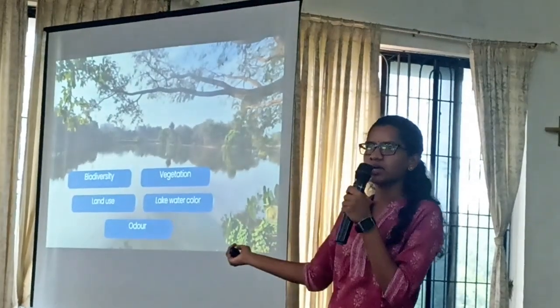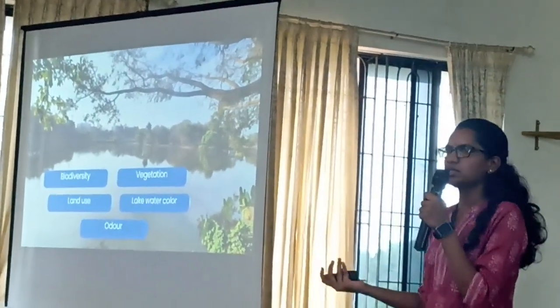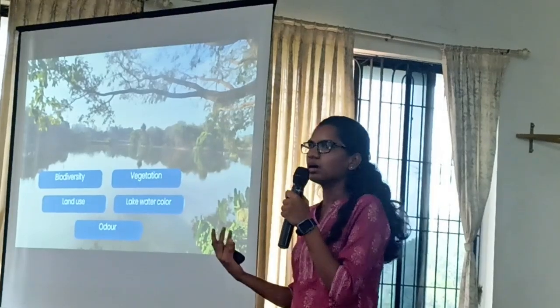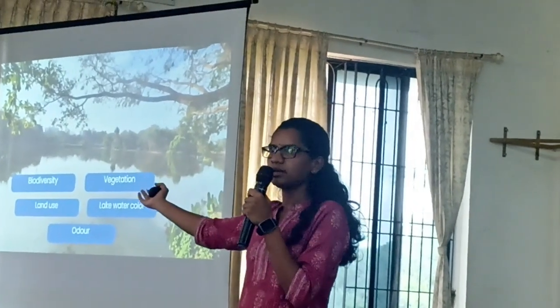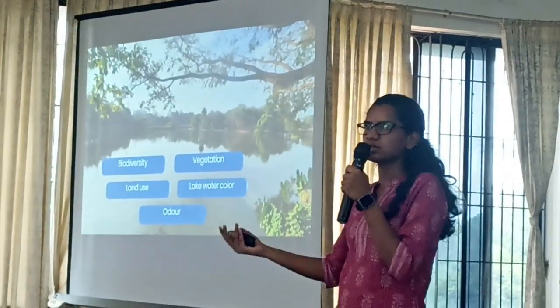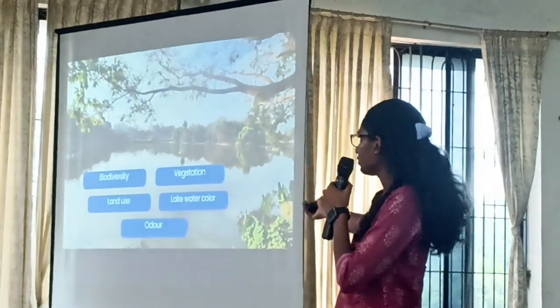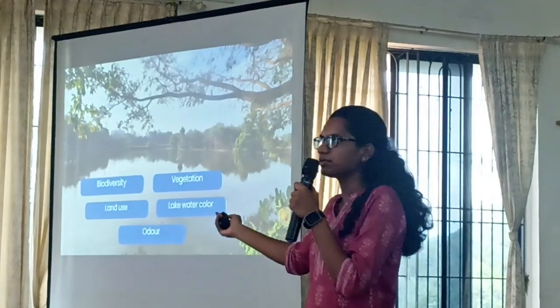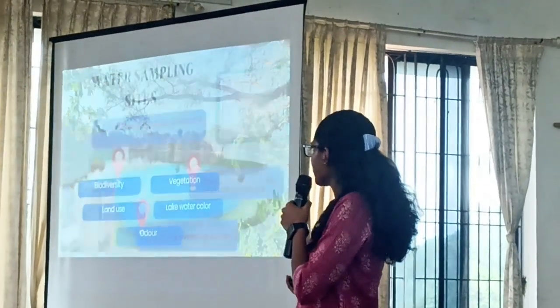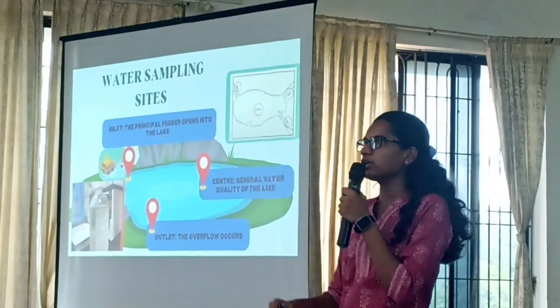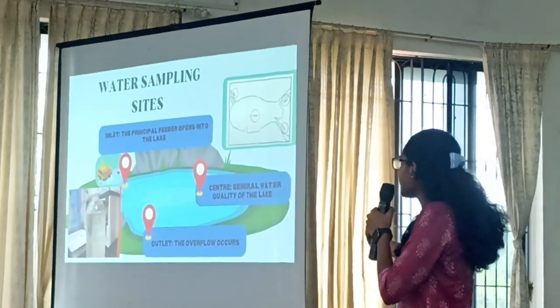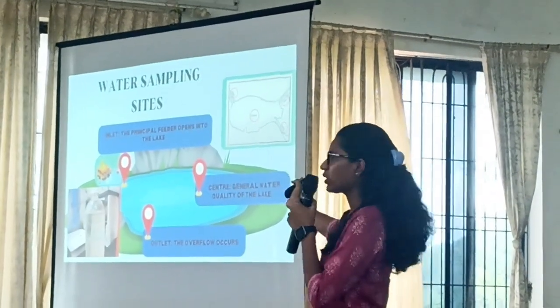You will also note down the water color, whether it is too turbid, or, as I showed you earlier, whether there are any algal blooms which cause the water body to turn green due to excess algae. You will also note down the odor of the water body. After noting down all these points, we will take the water samples at 3 main locations.